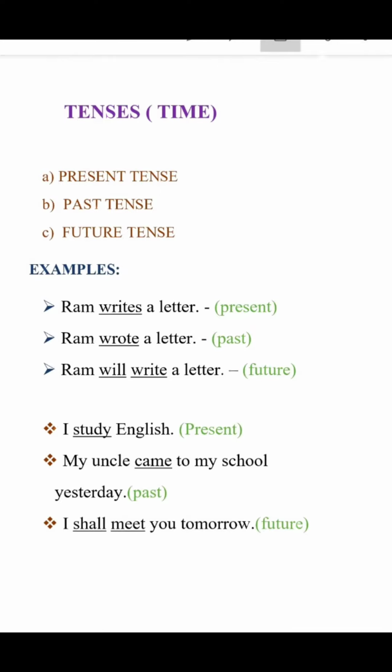I study English. Present tense. My uncle came to my school yesterday. Past tense. I shall meet you tomorrow is a future tense. In this example, we can see the verb changes: present tense, past tense and future tense.